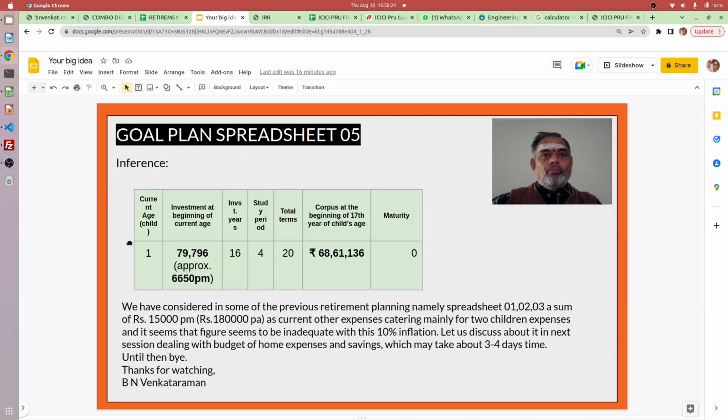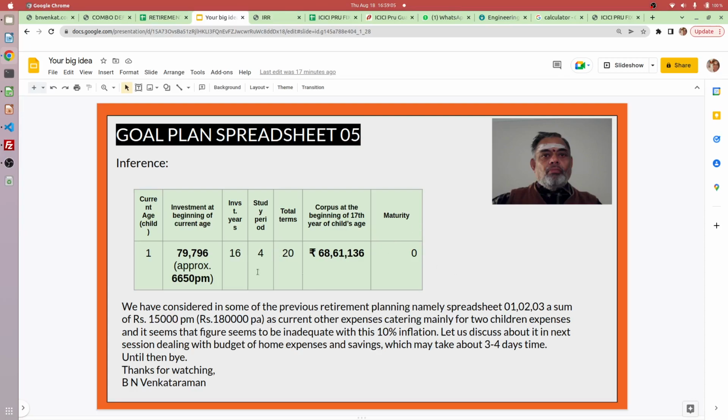The inference: I have worked out the table, and the investment at the beginning of the current year is required to be around 80,000 rupees, approximately 6,650 rupees per month. Investment period is 16 years and study period is 4 years. Total term is 20 years. Corpus at the beginning of the 17th year of the child's age will be 68.61 lakhs. Of course, after funding the college fees, we don't expect any further saving.